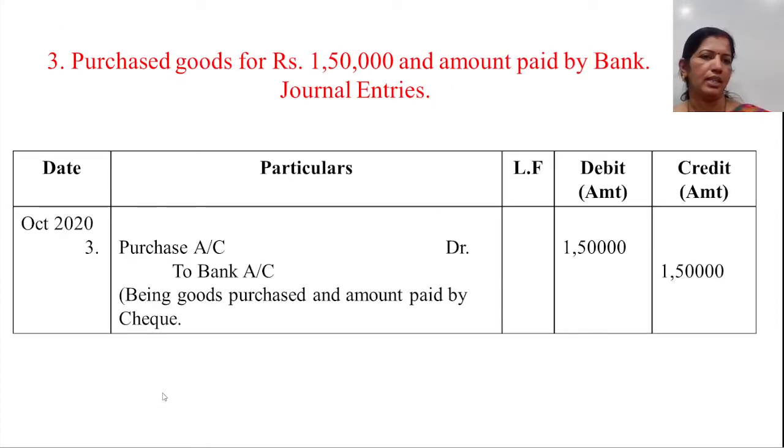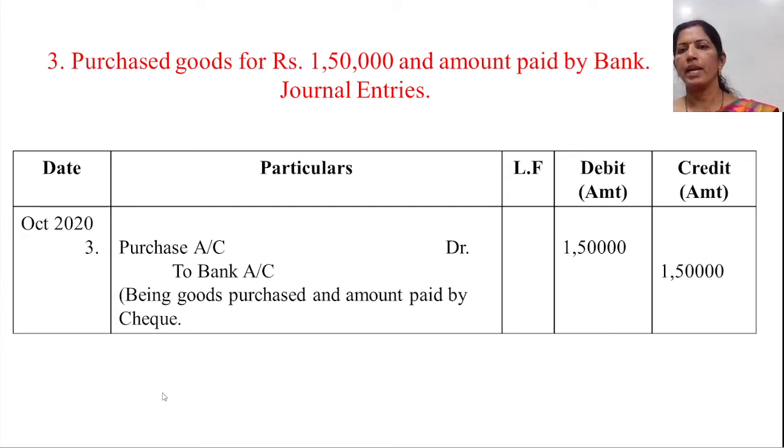Now the next date is third. In the date column, just mention the date third. See the transaction: purchased goods for rupees 1,50,000 and amount paid by bank. First we purchased goods. When we purchase goods, we take the account purchases. In our first example, we purchased machinery, and at that time we took the account machinery. But when we purchase goods, the account is always purchases.